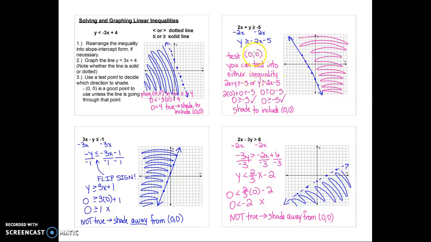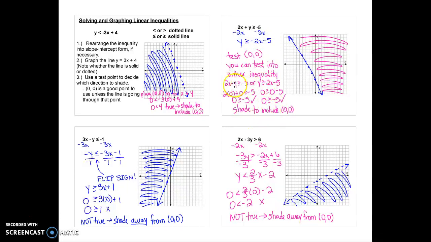So I'm going to test 0, 0 and see, are these my true answers, or are all of my true answers on the other side of the line? So I test 0, 0. Now, in this case, because we had to rearrange it, you can plug it into either the very original or the one that you rearranged. It doesn't matter which one you plug it back into, so it's completely up to you. We show the work here for both of them.